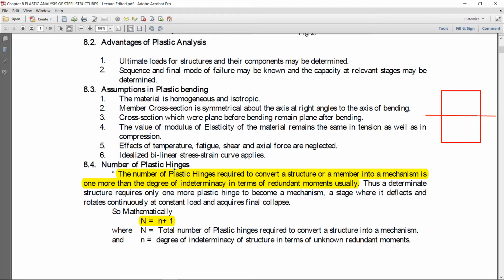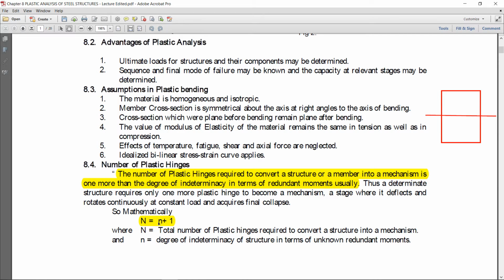Number of plastic hinges. The number of plastic hinges required to convert a structure or member into a mechanism, meaning a failure mechanism, is one more than the degree of indeterminacy, in terms of redundant movements usually. Redundant means unknown. I have shown how it works. Here is the formula: n is equal to n plus 1. n is the degree of indeterminacy.